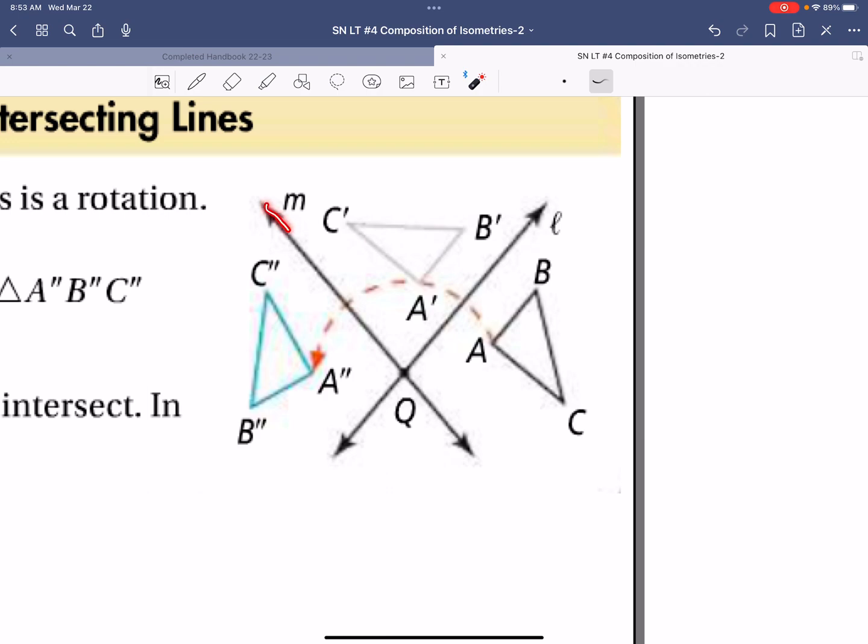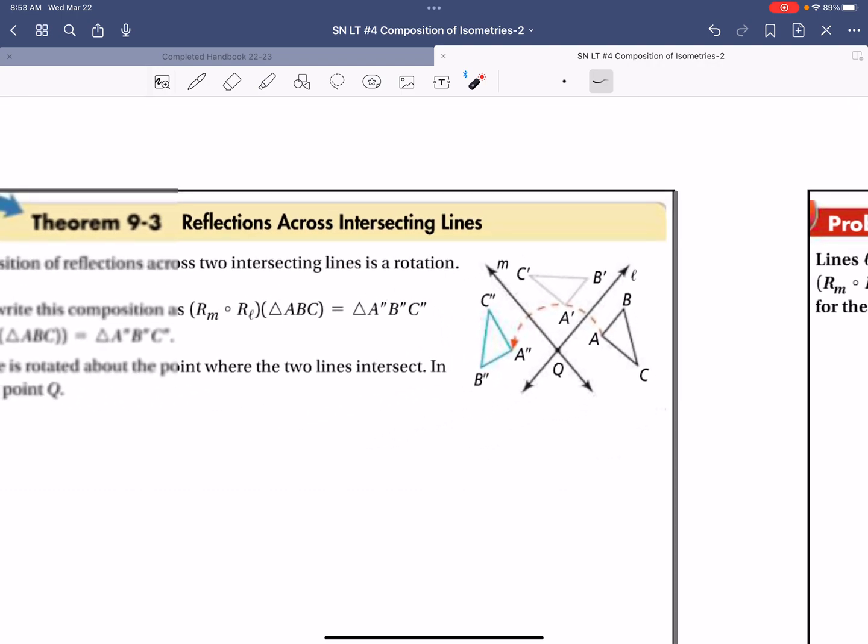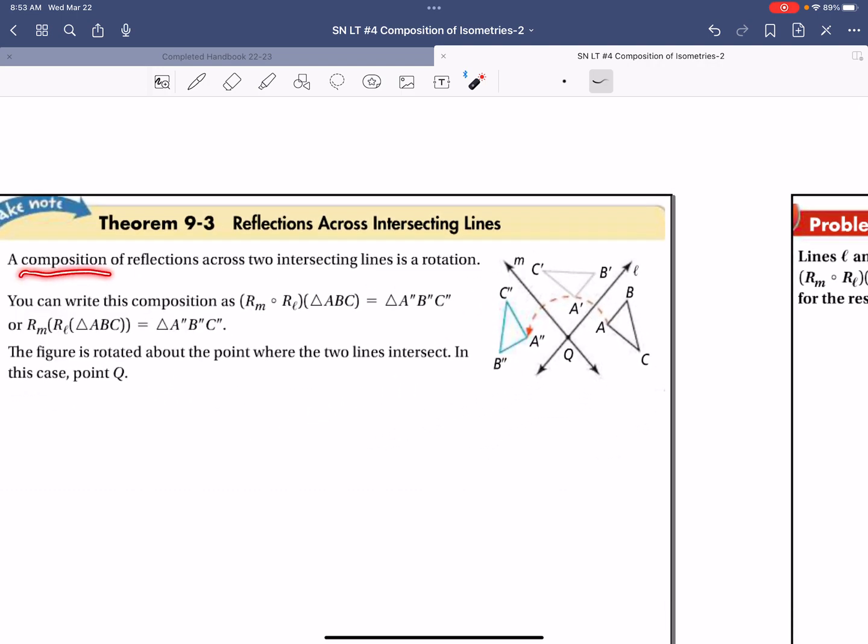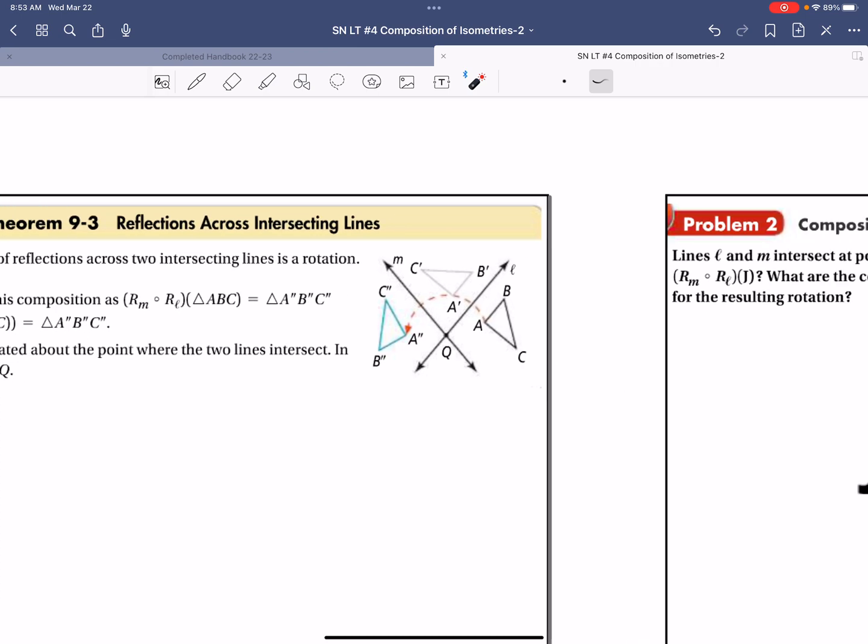Then we reflect over this line with the image. And we get this double prime. And so a composition of reflections across two intersecting lines looks like a rotation. So this composition of isometries results in a rotation, which is pretty cool.